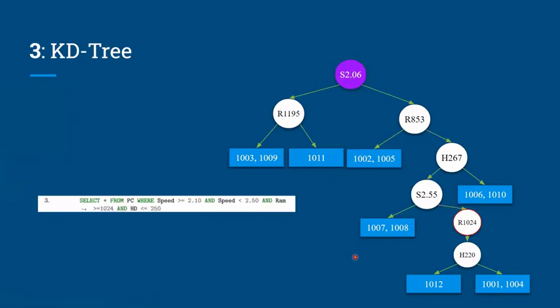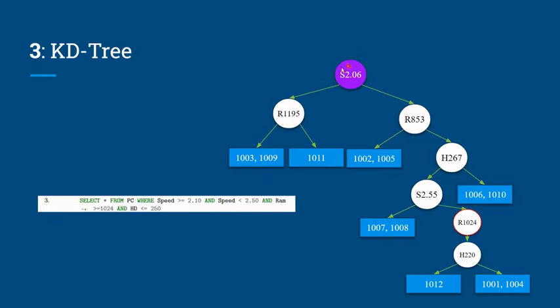All right, so as we are done with building our KD tree, now we'd like to execute this query right here. So how would this actually be executed systematically through our software, our database management system? Select star from PC where speed greater than or equal to 2.10 and speed less than 2.5 and RAM greater than or equal to 1,024 and HD less than or equal to 250.